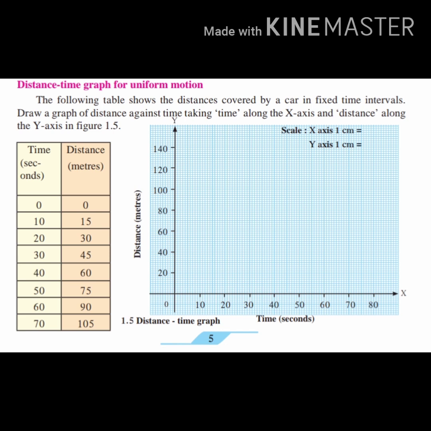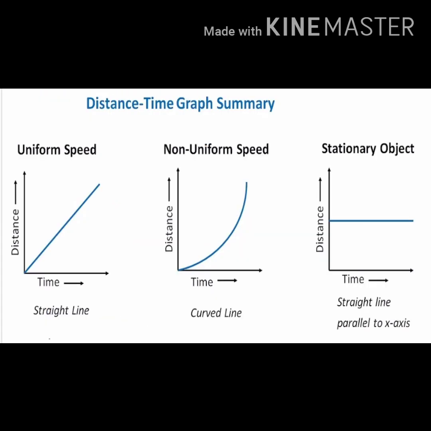Now, in this chapter we have already discussed distance, displacement, velocity, speed, acceleration, uniform motion, and non-uniform motion. If you remember, we have also studied uniform motion: equal distance traveled in equal time interval. Non-uniform motion: unequal distance traveled in equal time interval.